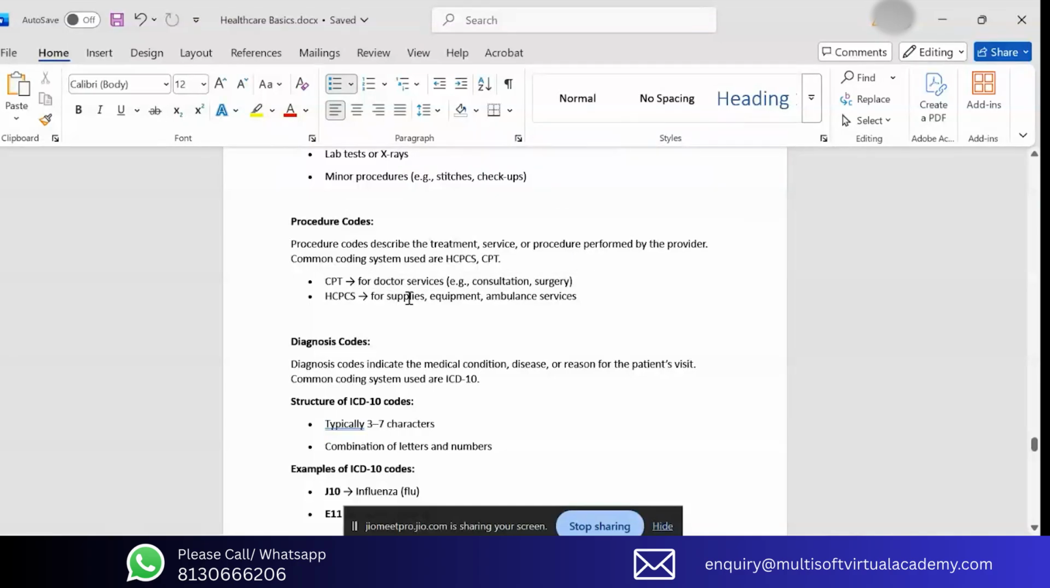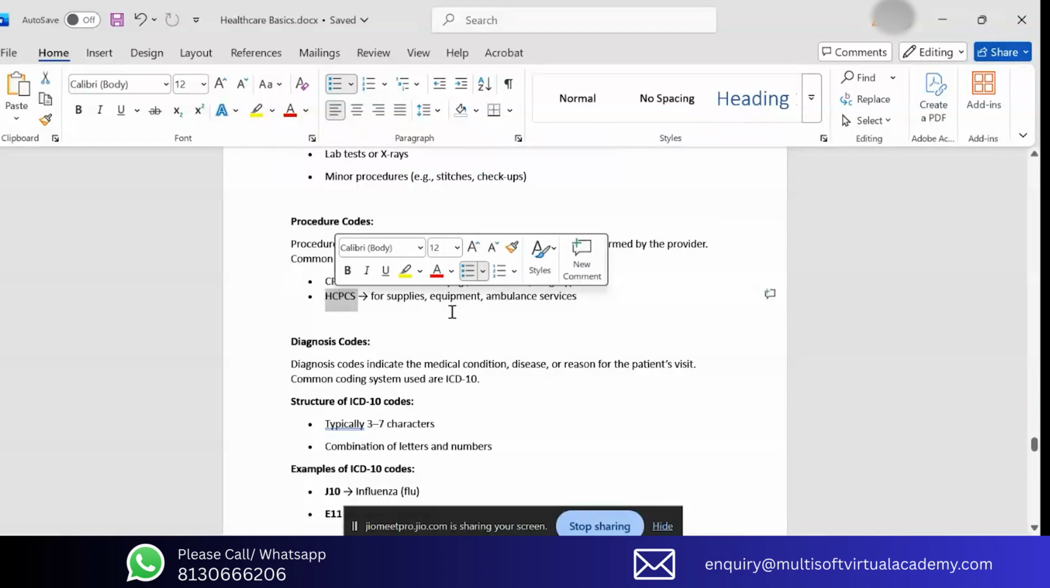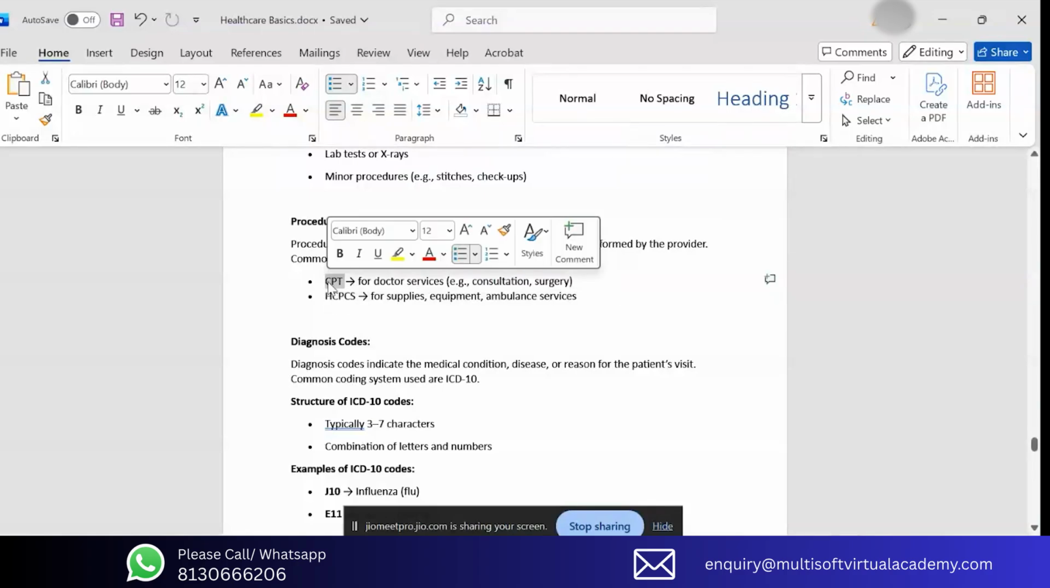HCPCS code is for supplies, equipment, ambulance services, durable medical equipment. So those things are all covered under HCPCS code. These are basically 5-character codes. It can be 5 numeric, or 1 alphabetic and 4 numeric, or a combination of both, I think. Yeah, I think you're right. Yes, that is how it is structured.